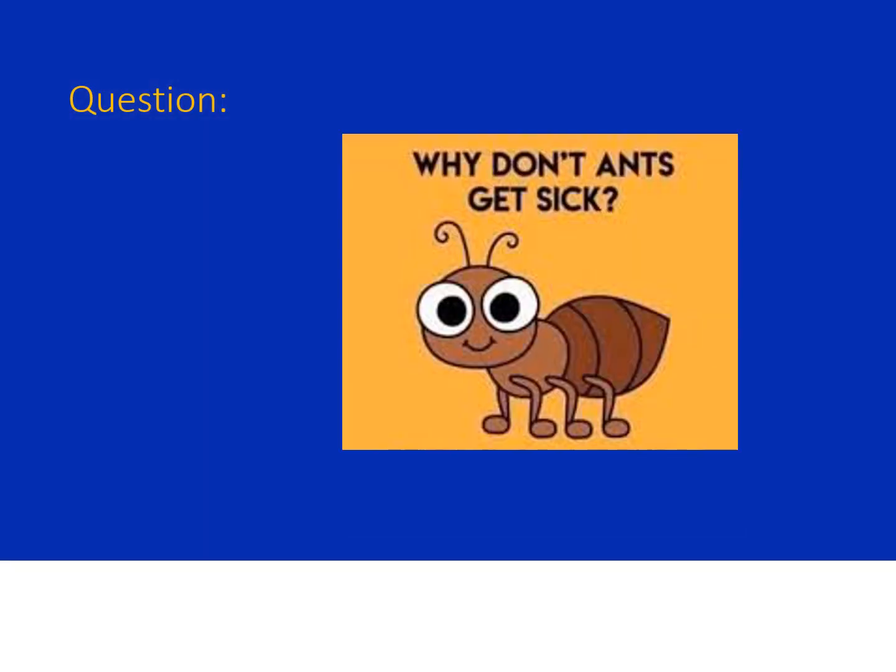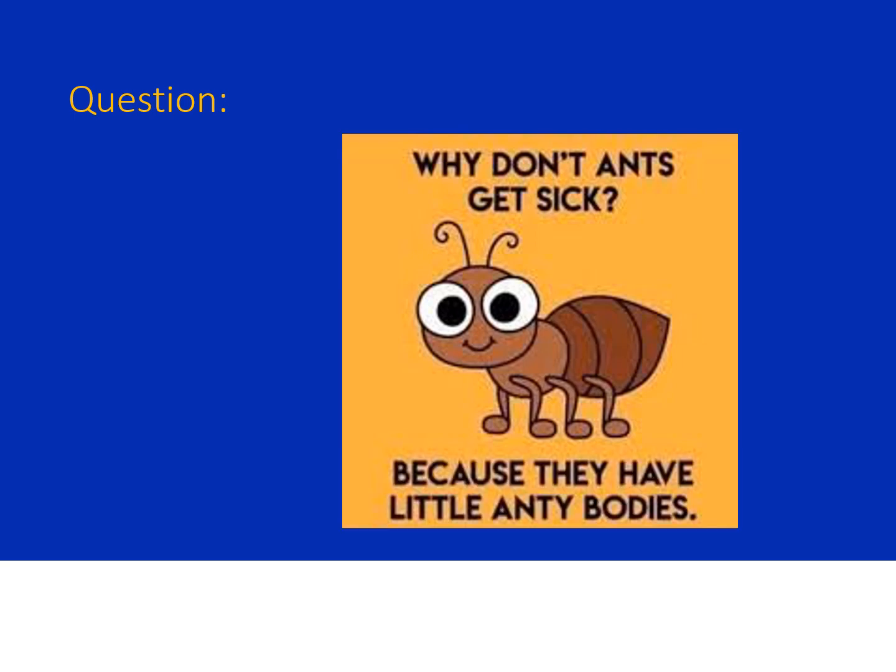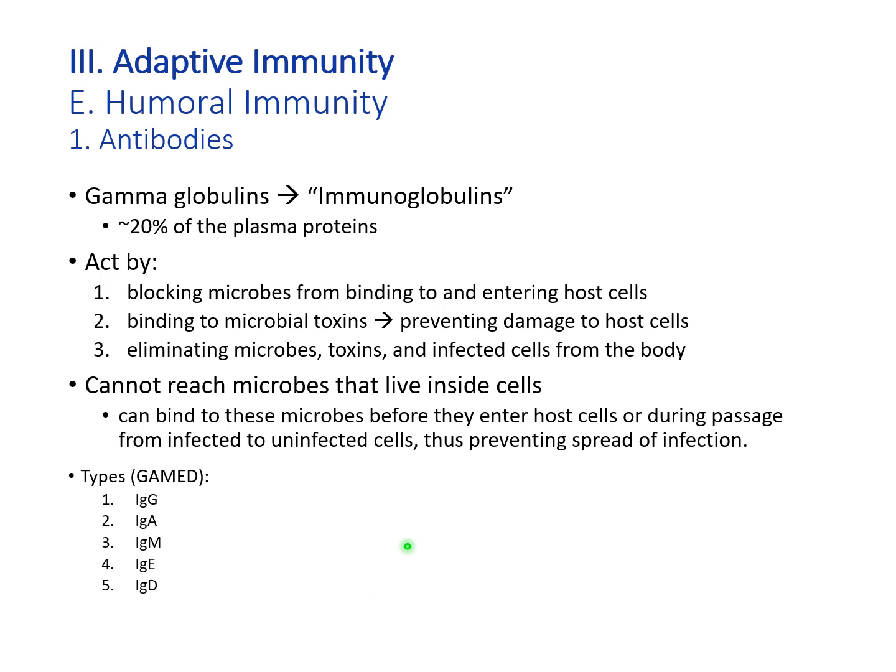Here's a question. Why don't ants get sick? The answer is because they have little antibodies. So this slide is actually a segue to the next topic, antibodies. Antibodies are gamma globulins. They are also referred to as immunoglobulins. In humans, there are 5 chemically and physically distinct classes of antibodies: your IgG, IgA, IgM, IgE, and IgD. They cannot reach microbes that live inside cells. What they can do is bind to microbes before they enter host cells or during passage from infected to uninfected cells. And this is how they act.